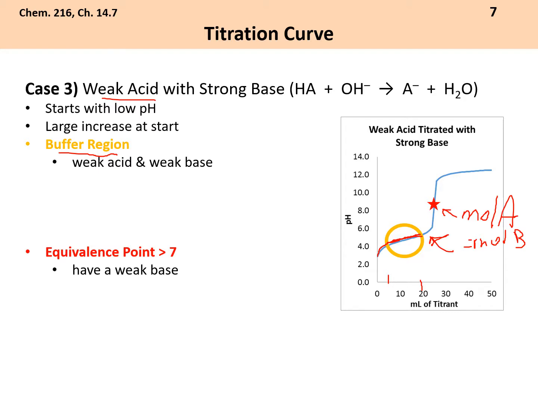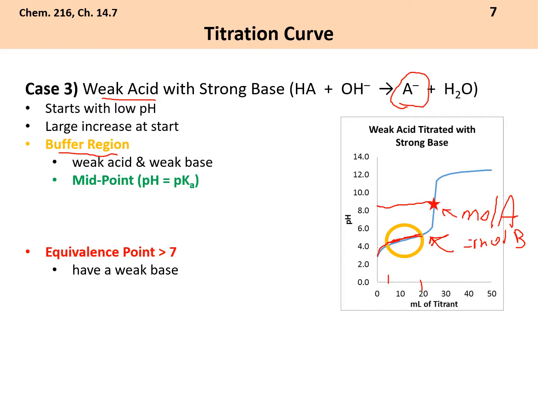And so, notice where this pH is. The pH is actually above 7. That's because once we get to this point, we have some weak base left over, and that's what causes a basic pH. Okay, halfway through this buffer region, we have what's called the midpoint.